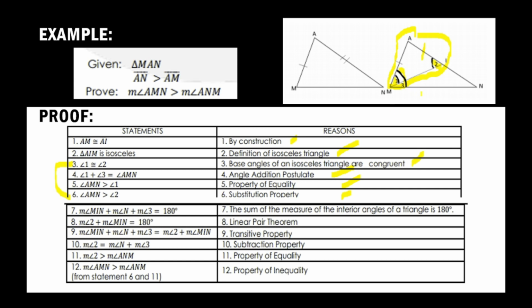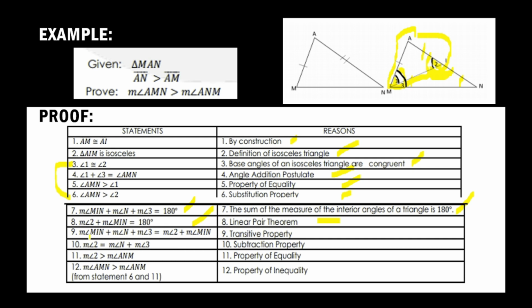Next, the measure of angle MIN plus the measure of angle N plus the measure of angle 3 is equal to 180. Those are the three angles of the triangle at the bottom. The sum of the measures of the interior angles of a triangle is equal to 180 degrees. Then we have the measure of angle 2 plus the measure of angle MIN, these two adjacent angles, is equal to 180 degrees because they form a linear pair. So that is the linear pair theorem.